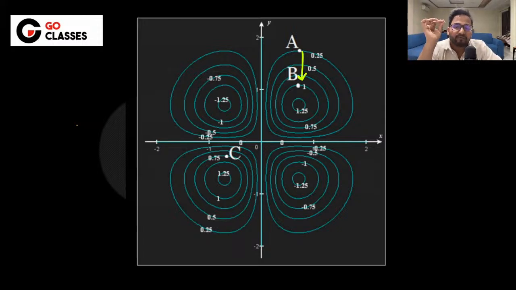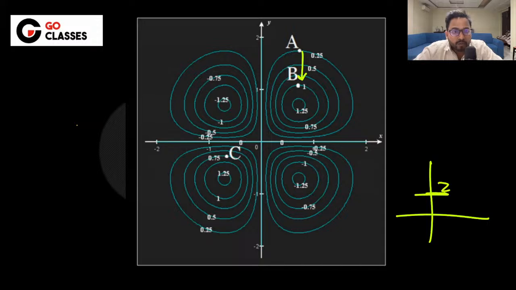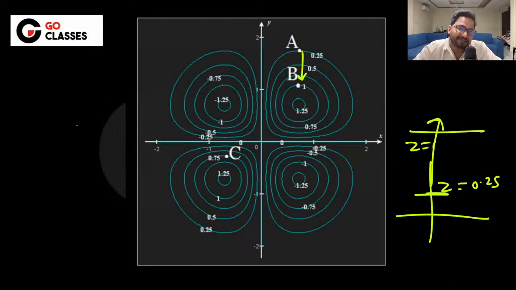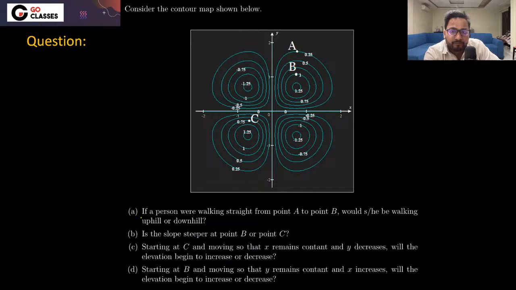See, these are the values of Z, right? If the original value of Z is 0.25, you're going from Z equal to 0.25 to Z equal to 1. It means in the original function you are going uphill. Although it seems like you're going downhill, it's not like that. Inner circles have higher values here. You just see that you are going from 0.25 to 1, so you are going uphill.